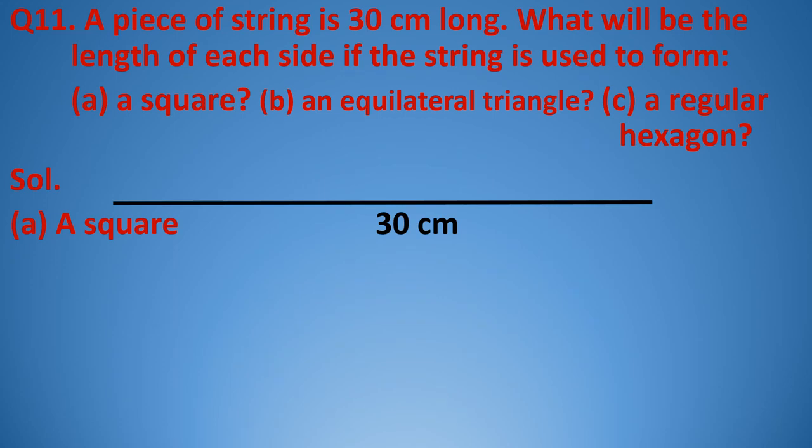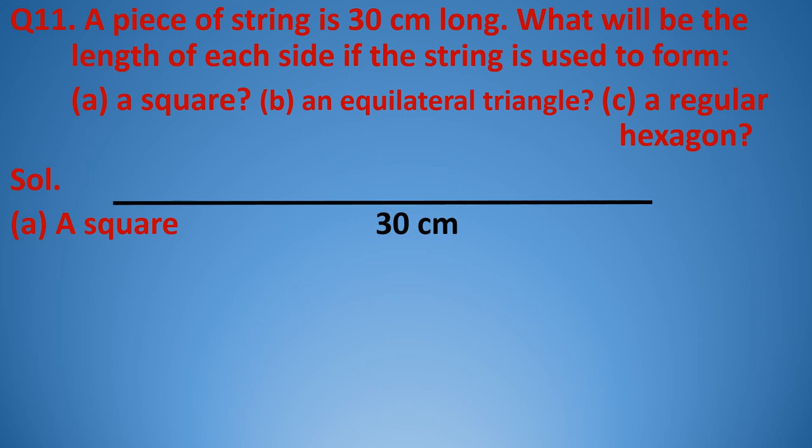So this is the perimeter of a square also, perimeter of an equilateral triangle also, and perimeter of a regular hexagon also. Now in this question it is asked that you have to find out the length of each side, means side of a square, side of an equilateral triangle, and side of a regular hexagon. Now see the solution.